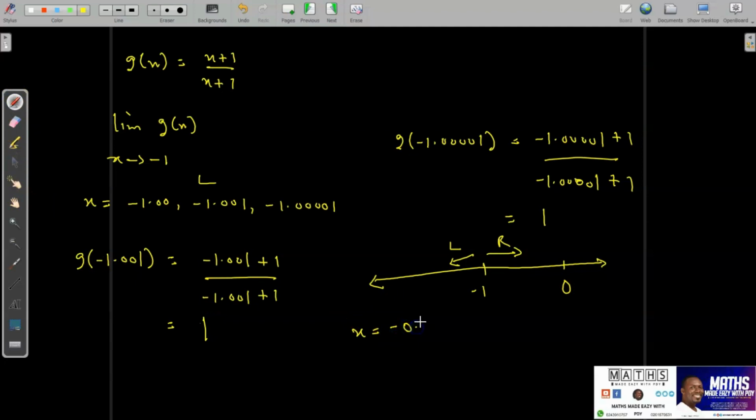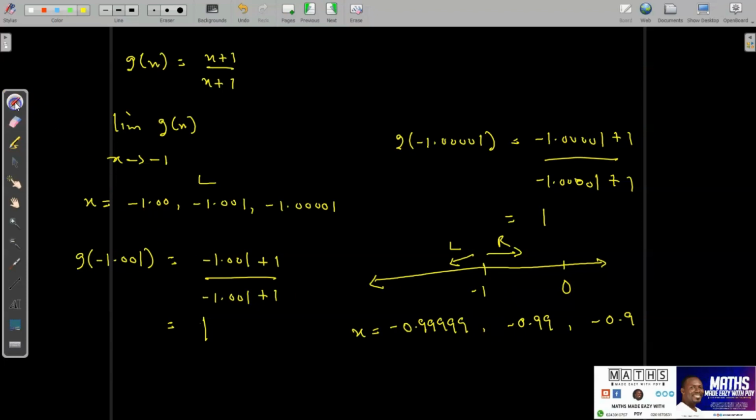Negative 0.99999, or it may include negative 0.99, or it may include negative 0.9 alone. Just that. I believe you know that when you approximate this number to the nearest whole number, it still gives you negative 1. Do you agree?